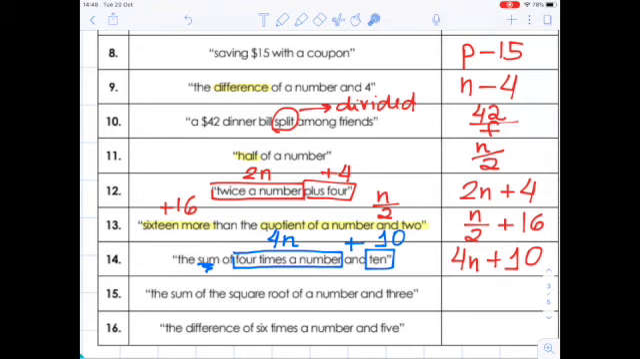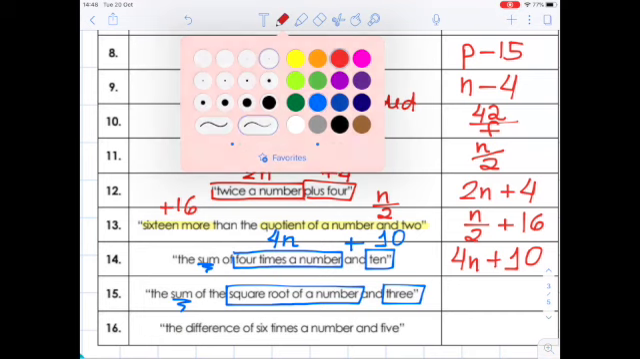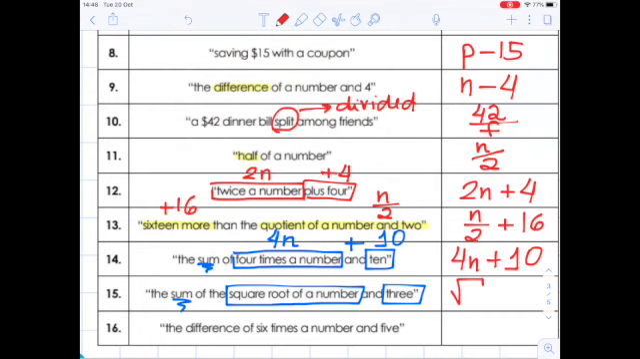All right? Number 15. The sum of the square root of a number and 3. Once again, the sum of square root of a number and 3. Hopefully everybody okay? Square root of a number plus 3, because it's the sum of the square root of a number and 3.